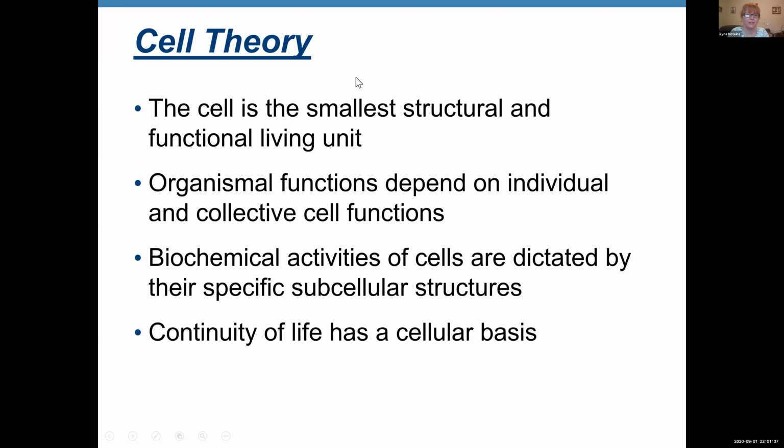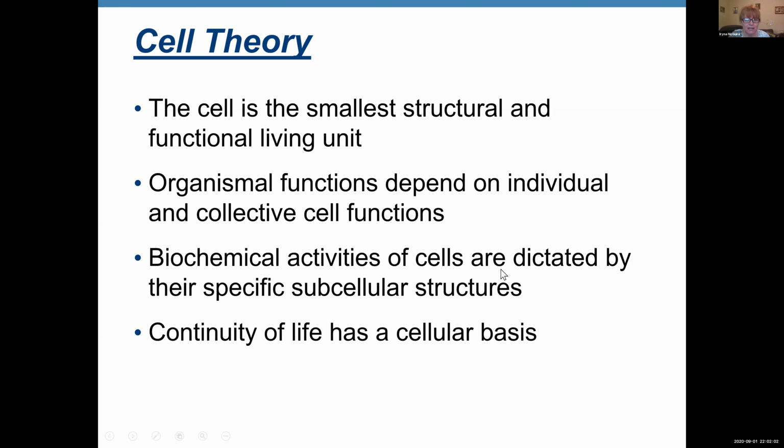Okay, so we're going to start with cell theory, which states that the cell is the smallest structural and functional living unit. Cell theory also tells us that organismal function depends on individual and collective cell functions. So everything that happens in our body really happens on a cellular level. If your muscles don't work, it's some problem in the muscle cells or neurons. If somebody's thyroid gland is not functioning right, that's a problem with thyroid cells, or again, maybe neuronal cells. So the function of the organism depends on cell functions.